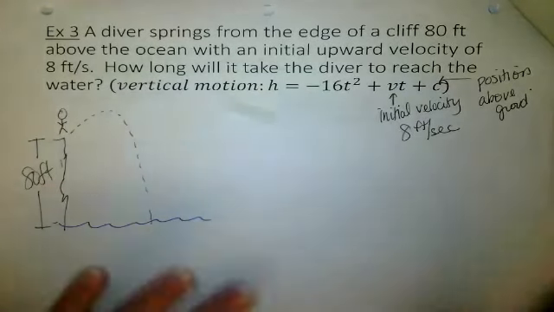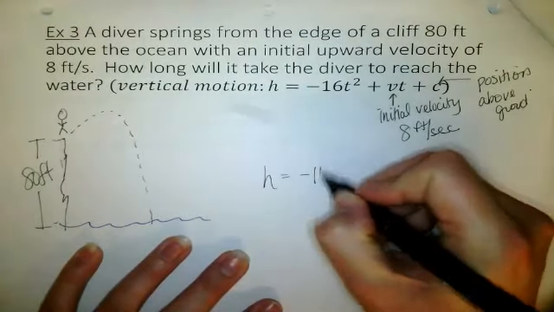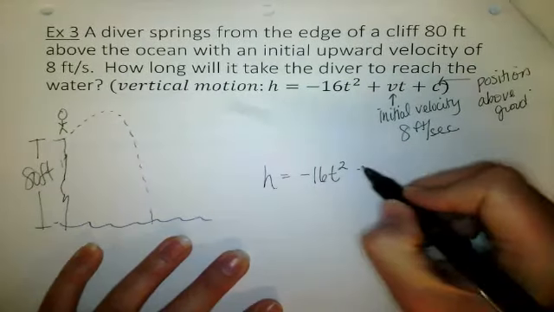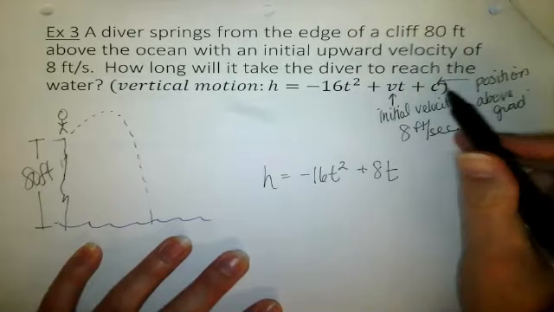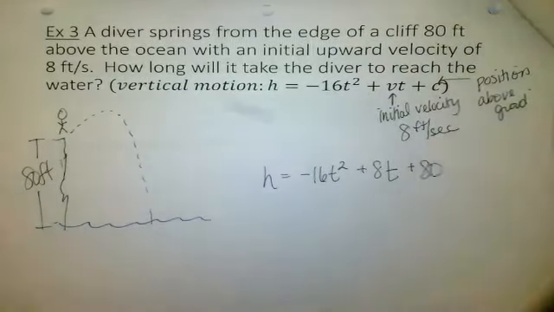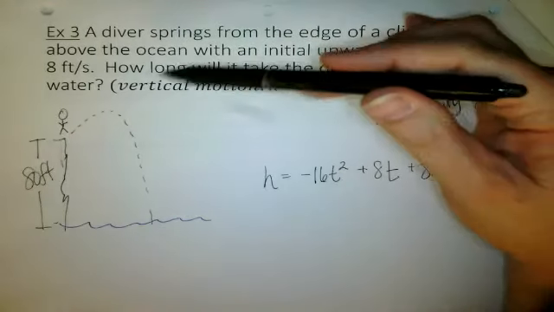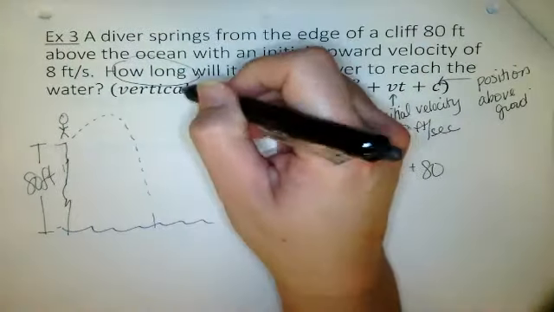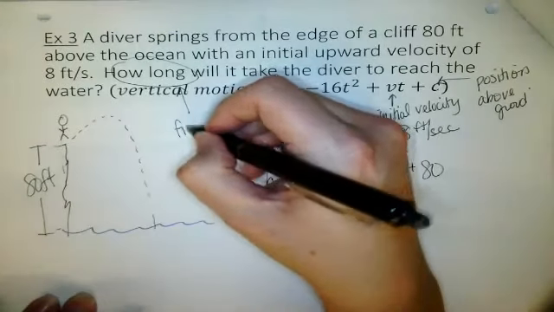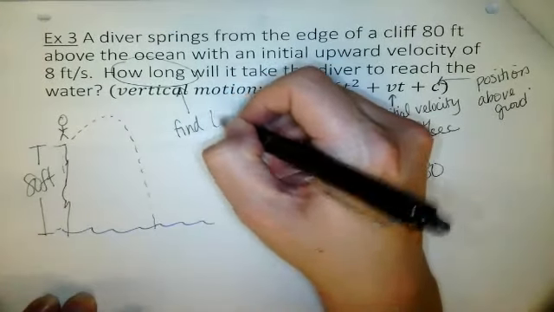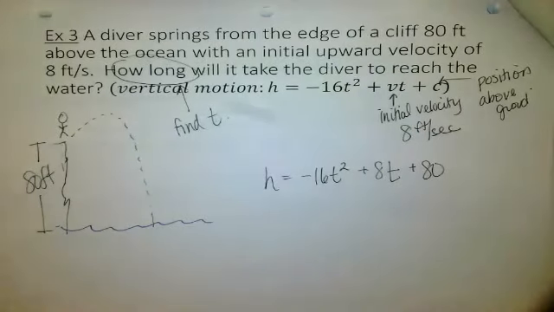All right, so we can plug in those variables. H equals negative 16t squared. Our velocity is 8 feet per second, and his position is 80 feet above the water. And we want to know how long. What does that mean if they're asking how long? The time. Isn't that weird? I always thought it was weird, because long would imply length, right? But they're implying how much time it will take the diver to reach the water.